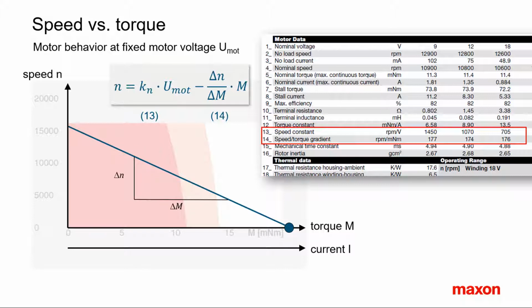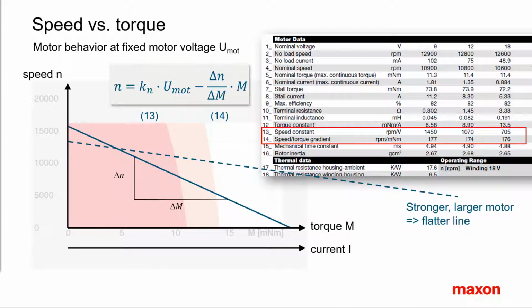Alternatively, an explanation can start at standstill. At zero speed, the motor can produce the highest torque. It will start to rotate. However, the higher the speed, the less torque it can produce due to the increasing induced voltage. At the highest speed, no torque can be withdrawn from the motor. An additional remark: the speed of stronger motors is less sensitive to torque variations. They have a flatter speed-torque line with a smaller speed-torque gradient.